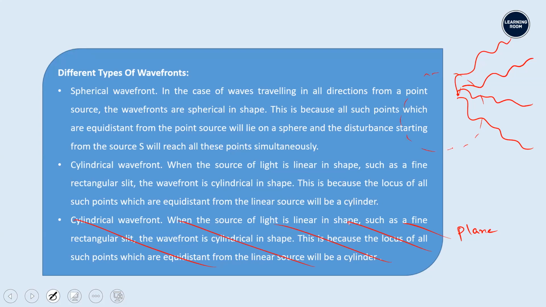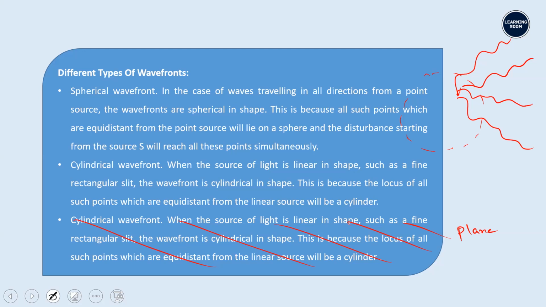what shape am I getting? On a paper, it looks like a circle. But remember, light is getting emitted towards you and towards me as well. So when you take it in 3 dimensions, it looks like a sphere. That is why for a point source, light travels in the form of spherical waves. That's why we call them spherical waves. I hope it makes sense.